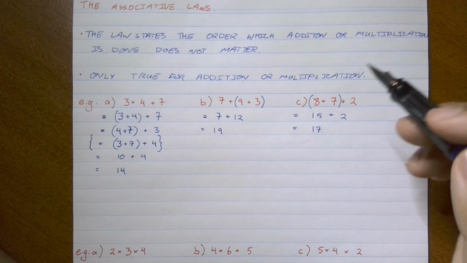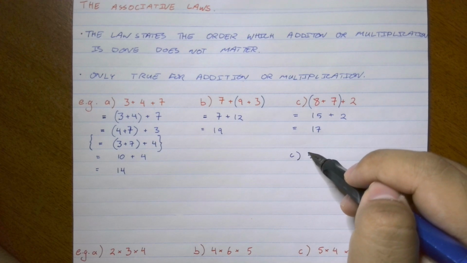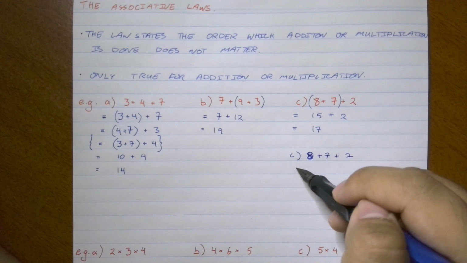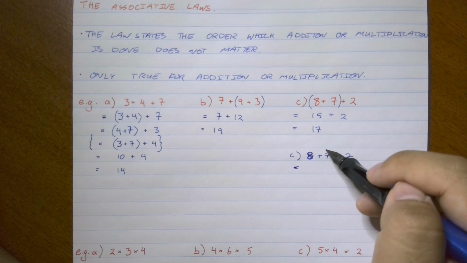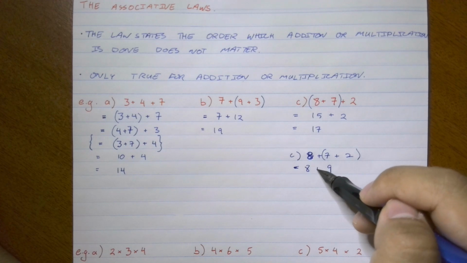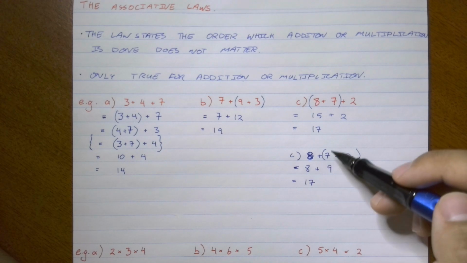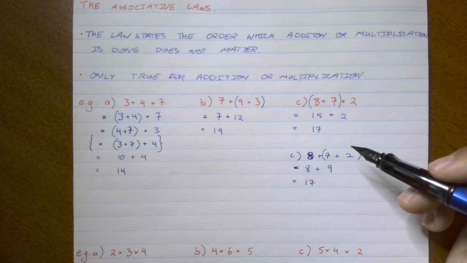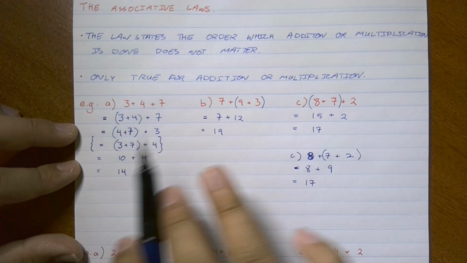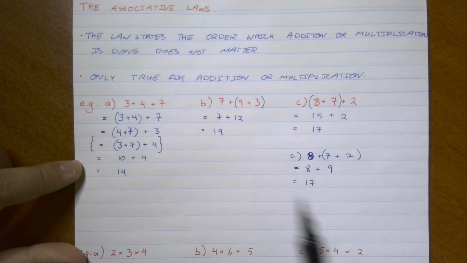Just to really emphasize the point, let me do the same question, but this time I'll do these two first. 7 plus 2 is 9. 8 plus 9 is also 17. So the associative law says that it doesn't matter which order you do addition in, it will still give you the same answer.